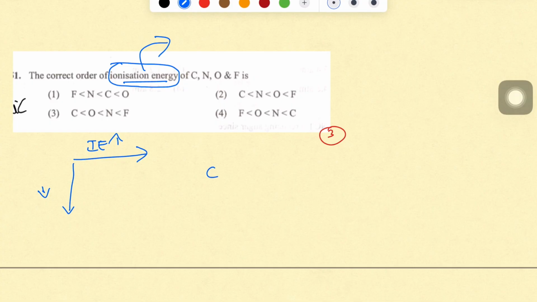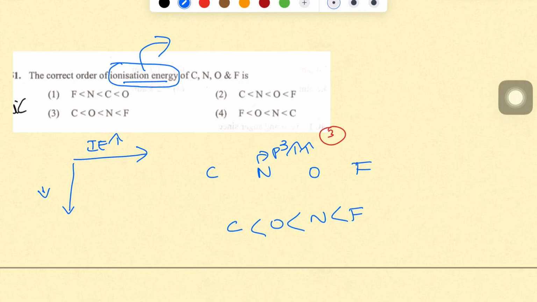You have carbon, nitrogen, oxygen, fluorine. Here we have a p3 configuration, so it requires more energy to remove these electrons. So the order is fluorine as highest, then comes nitrogen, then oxygen, then carbon. So we have this as the third option.